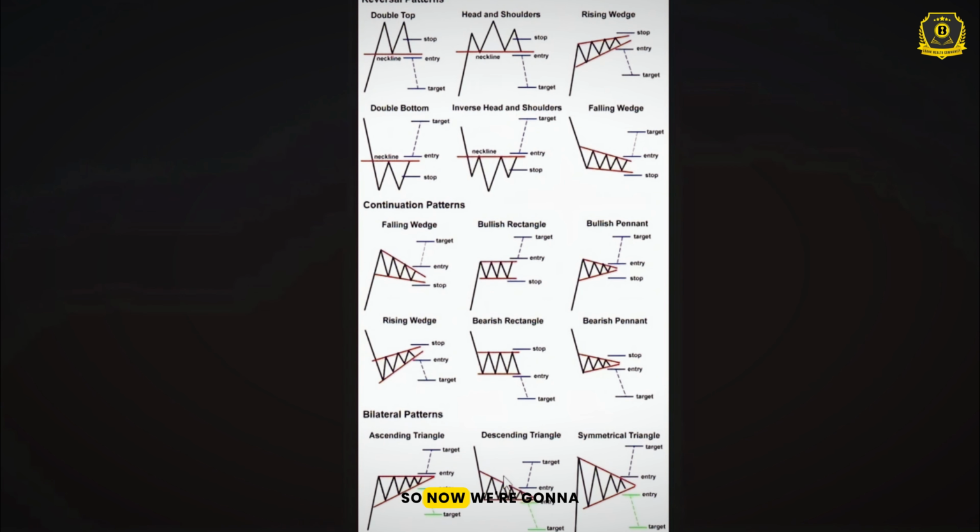Now we want to talk about the continuation patterns: falling wedge, bullish rectangle, bullish pennant, rising wedge, bearish rectangle, bearish pennant. Then after that we want to talk about the bilateral patterns. So let's start on the screen.